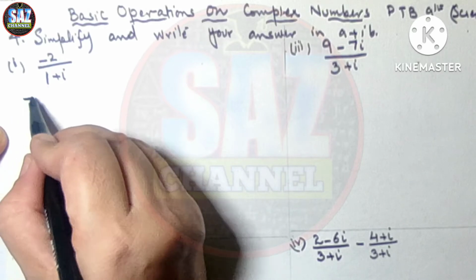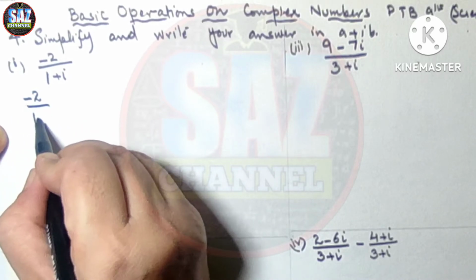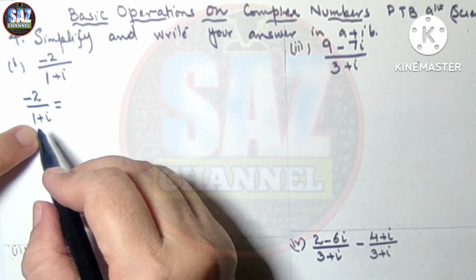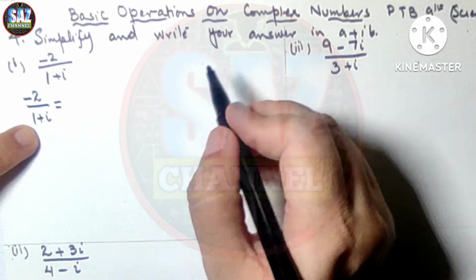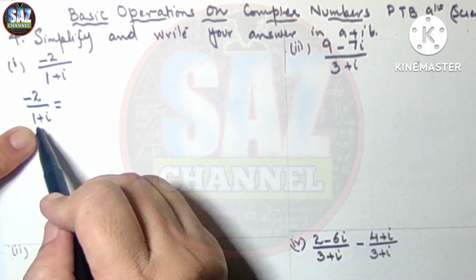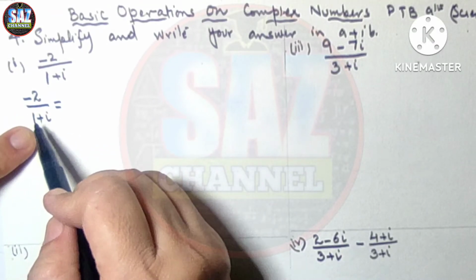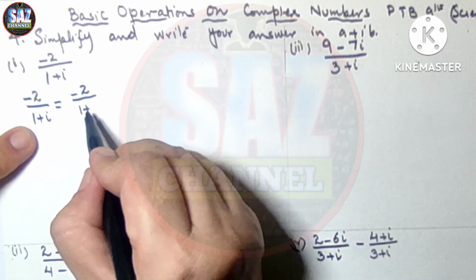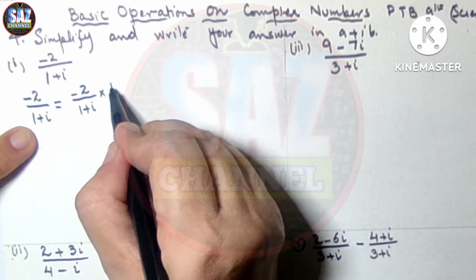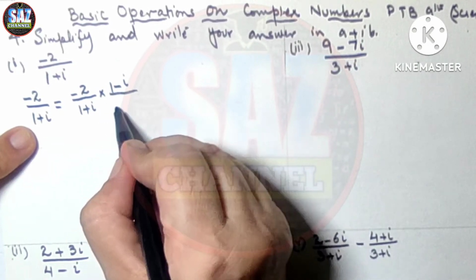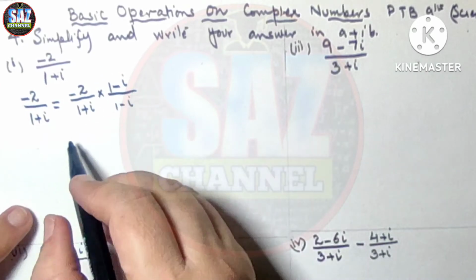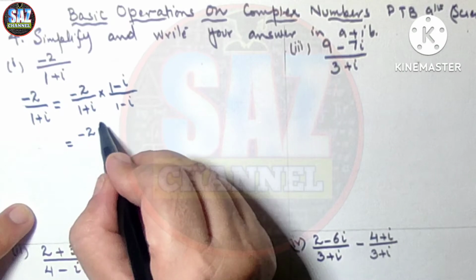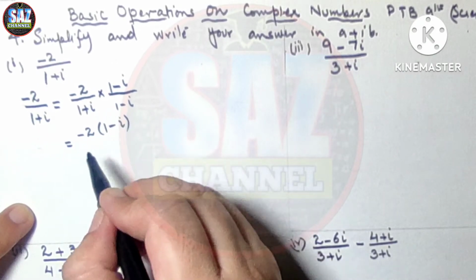So this will become minus 2 over 1 plus iota, and the conjugate of 1 plus iota, we know that in conjugate we have to change the sign of the complex part. So it will take the form minus 2 over 1 plus iota multiplied by 1 minus iota over 1 minus iota.